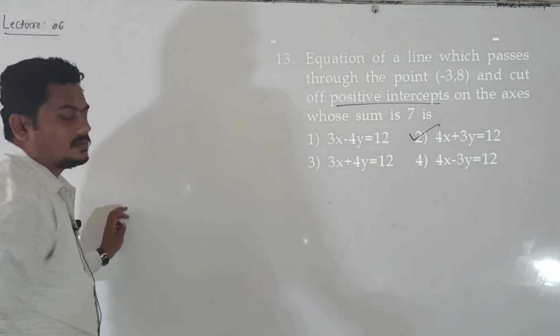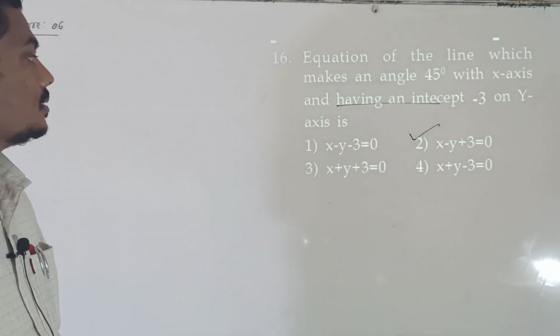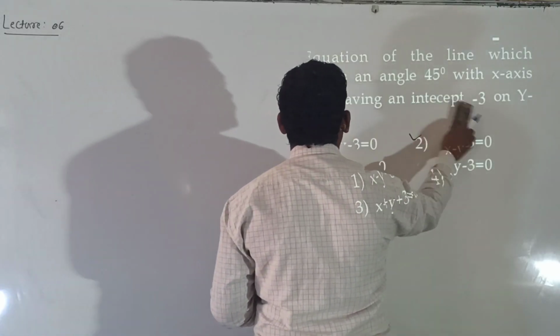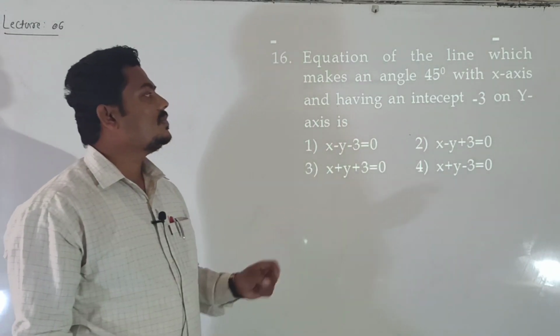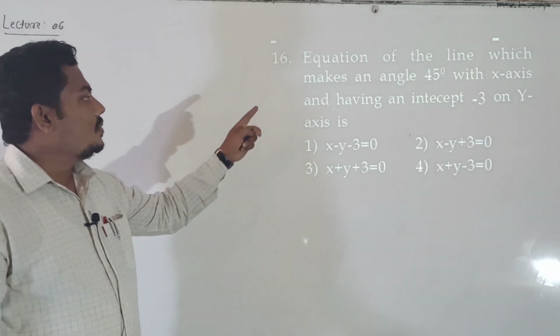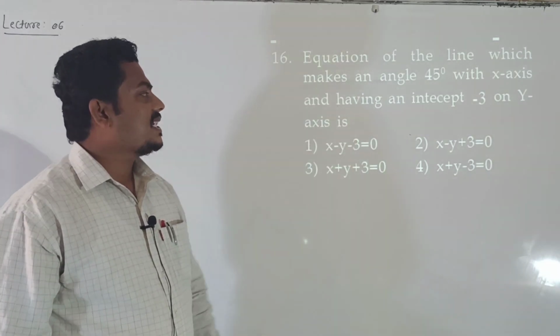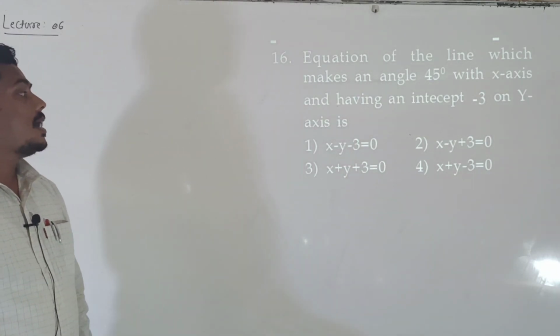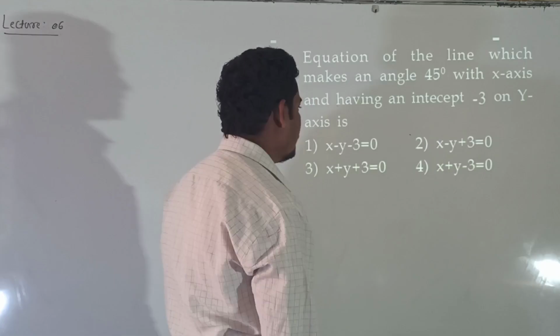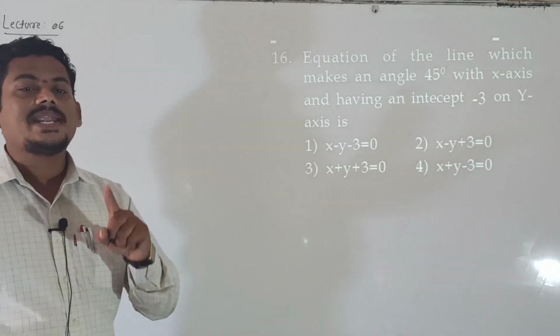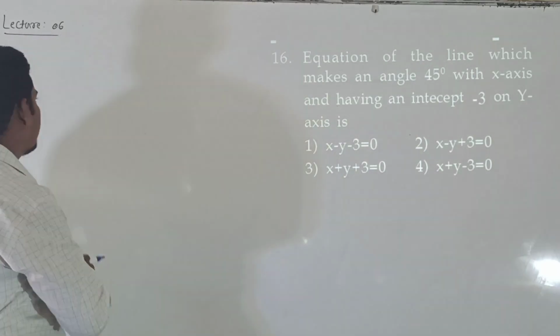Next question. Next question is, equation of the line which makes an angle 45 with x-axis and having an intercept minus 3 on the y-axis. Means in this case they have given the y-intercept of the line.